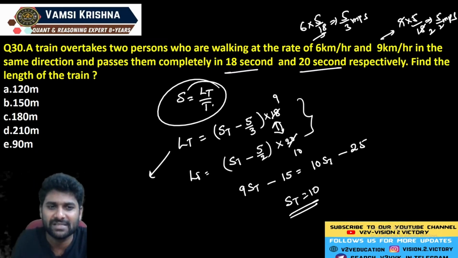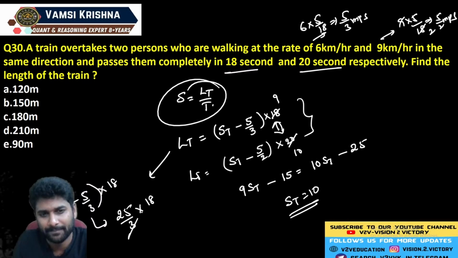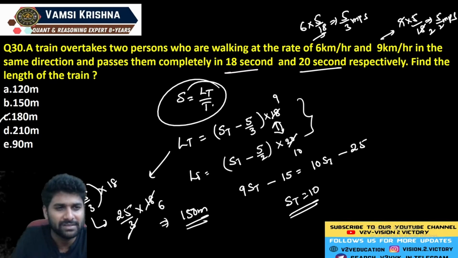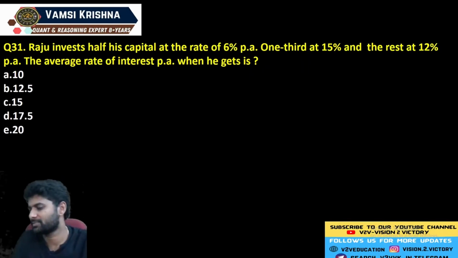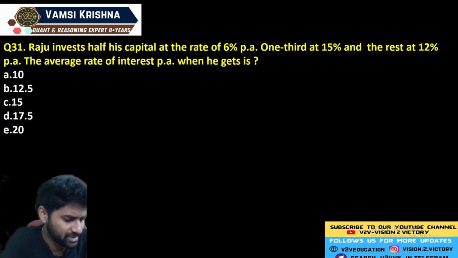Length of the train means 10 minus 5 by 3 multiplied by 18. So 25 by 3 multiplied by 18. 3 becomes exactly 6 times. 25 times 6 is 150 meters. You need concepts, guys. So try to focus on each and every concept. If you know the concept, then you can solve any question, guys.